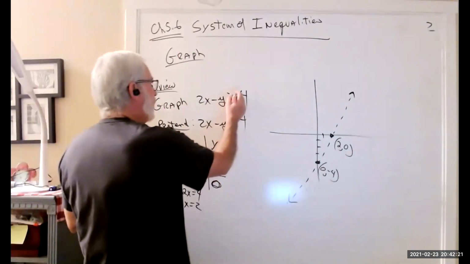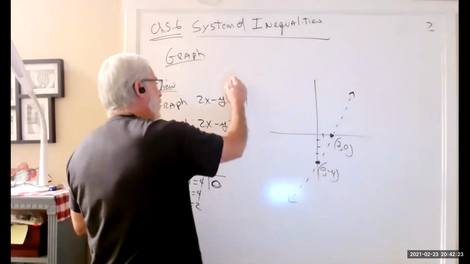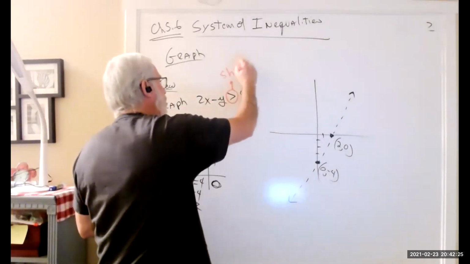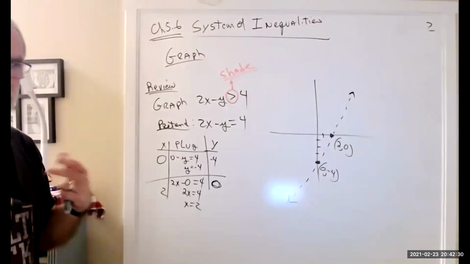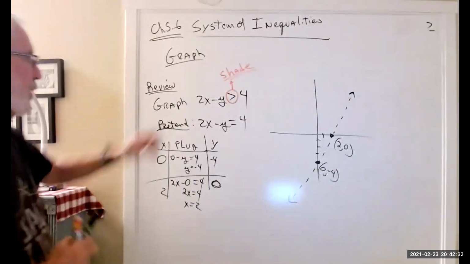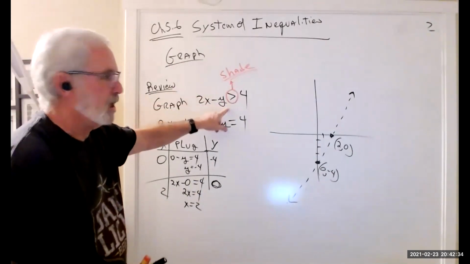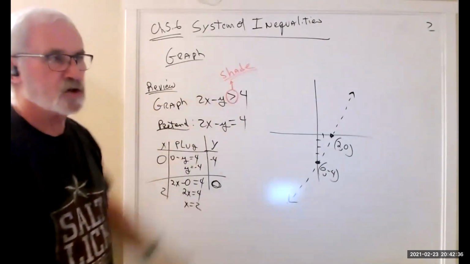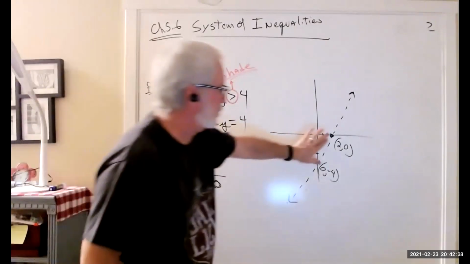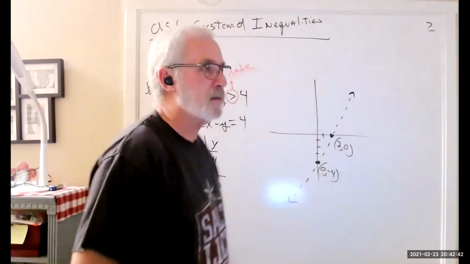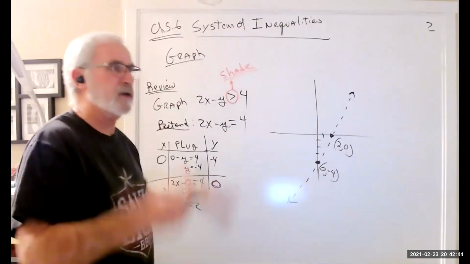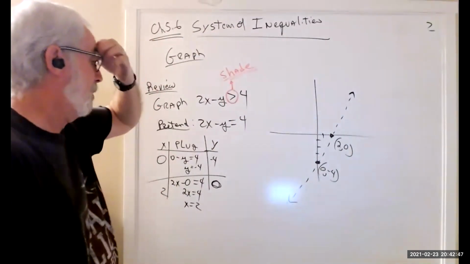Because it says graph an inequality, that says we have to shade. That's what you're picking up on as the student. When you're graphing an inequality, that tells you we need to shade. And so our choice is, do we shade up or do we shade down? And we talked about all kinds of trick ways of doing it.